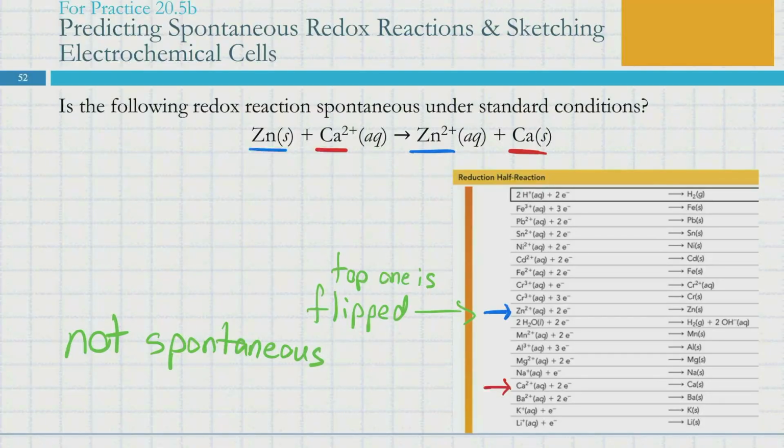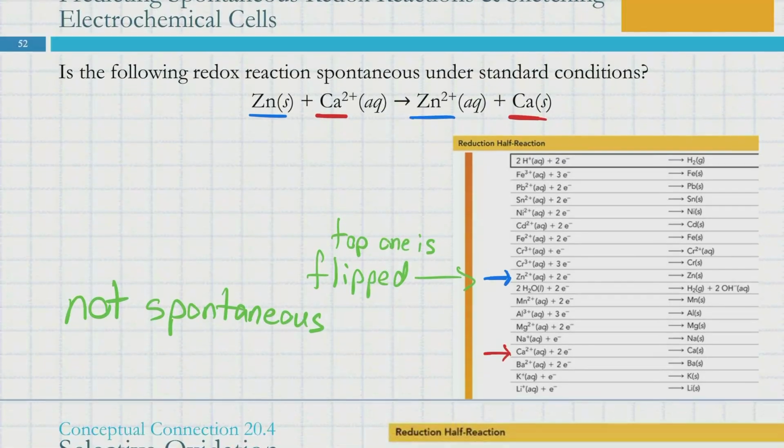So that would be the simplest, we've got our one rule that we memorized. That would be the simplest way of doing it. We could also think about it in terms of the cell potential if we wanted to. I'm not going to.